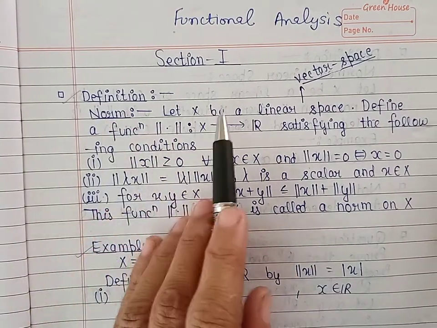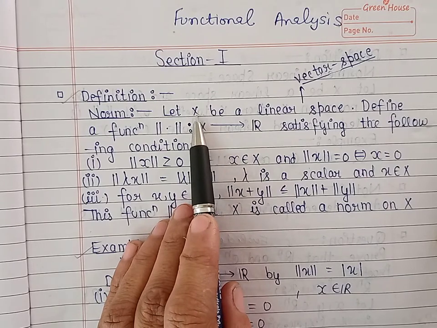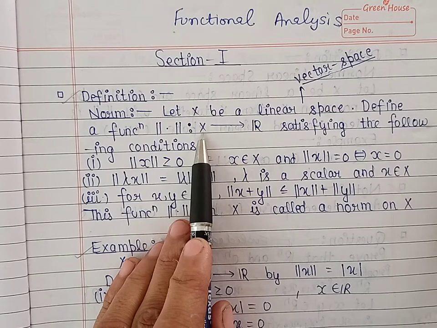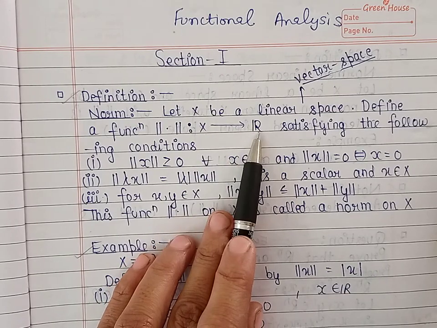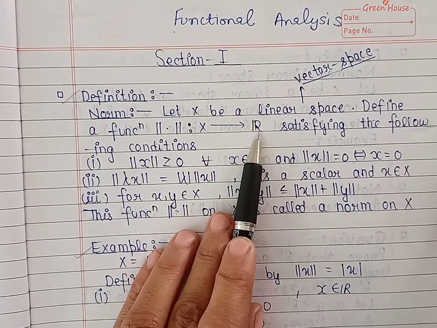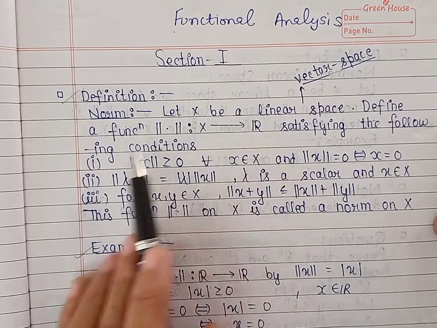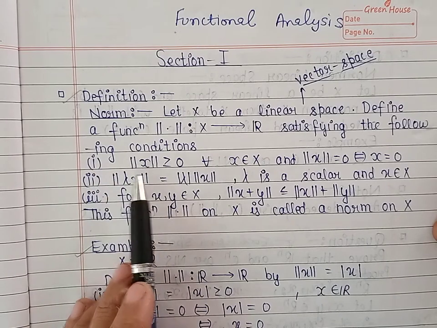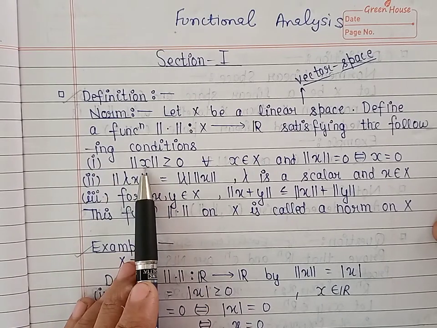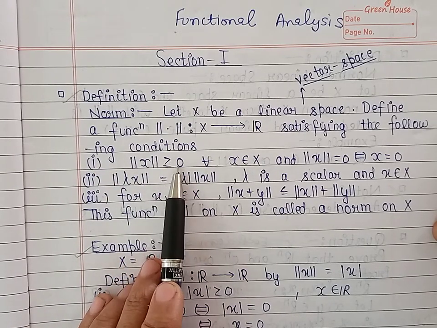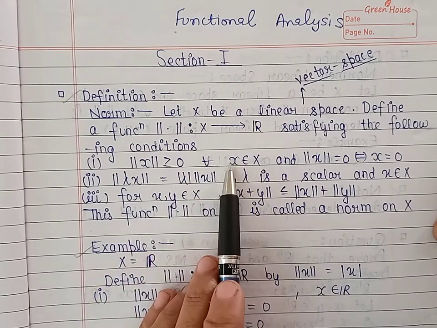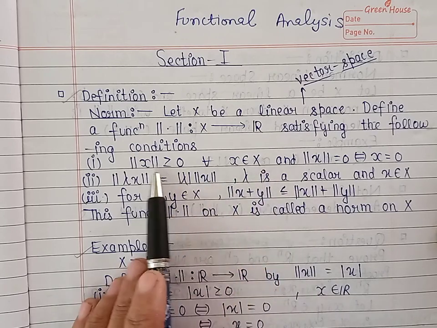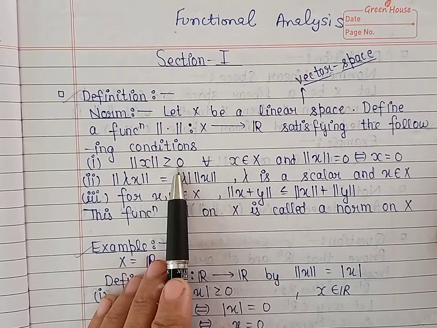So let us take a vector space X and define a function from the vector space X into the space of real numbers such that the following conditions are satisfied. The first condition is the norm of x is greater than or equal to 0 for every element x belonging to the vector space X. It means norm is non-negative.